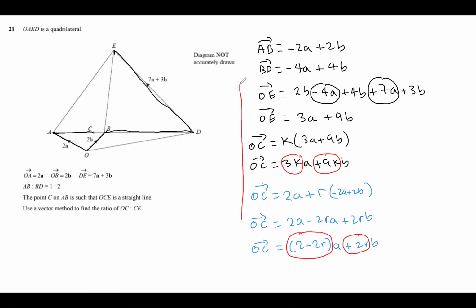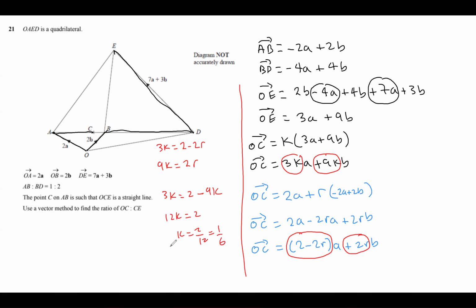So now we need to solve these again simultaneously. I am a little bit tight for space, so I'm going to start here. So we said 3k equals 2 minus 2r, and 9k is equal to 2r. And since we've got 2r here, then I can simply sub in the 9k in place of the 2r. So I can say 3k is equal to 2 minus 9k. So now I can rearrange to find k. So we get 12k is equal to 2. So k is equal to 2 over 12, which is 1 over 6.